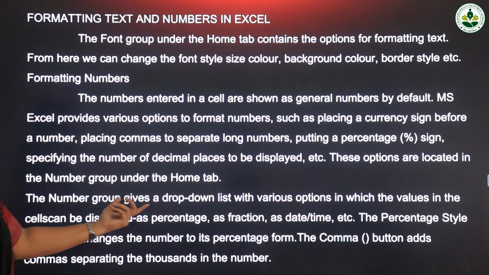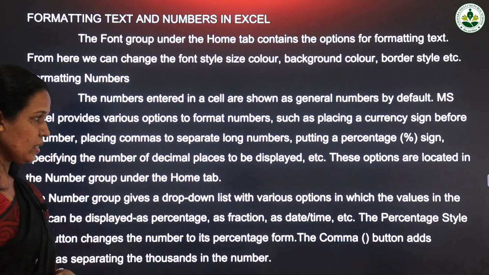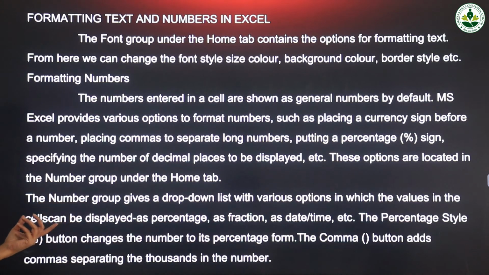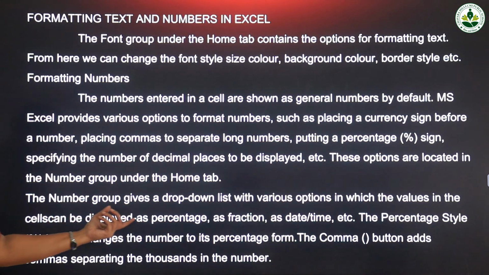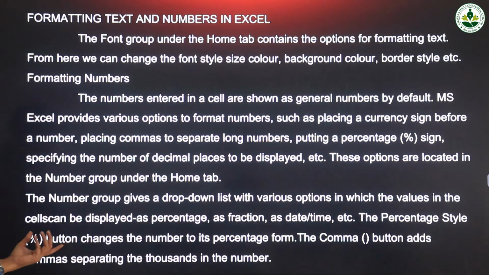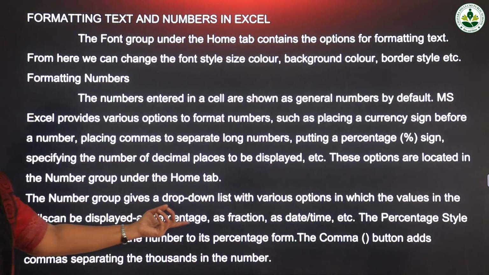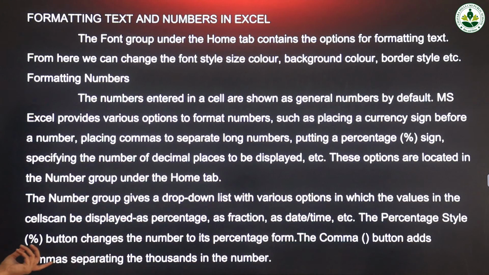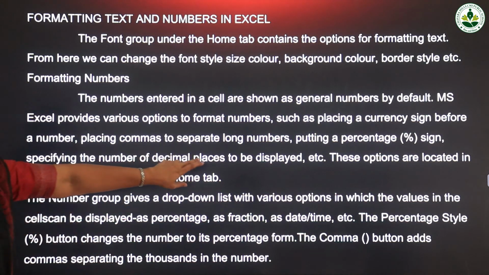Then this number group gives a drop down list with various options. Here the values in the cells can be displayed as percentage, fraction, as a date or time, etc. The percentage style button changes the number to its percentage form. So when you use this percentage button, it changes the number to its percentage form. Then the comma button adds commas separating the thousands in the number. If you are entering a large number, it puts commas separating thousands in the number.